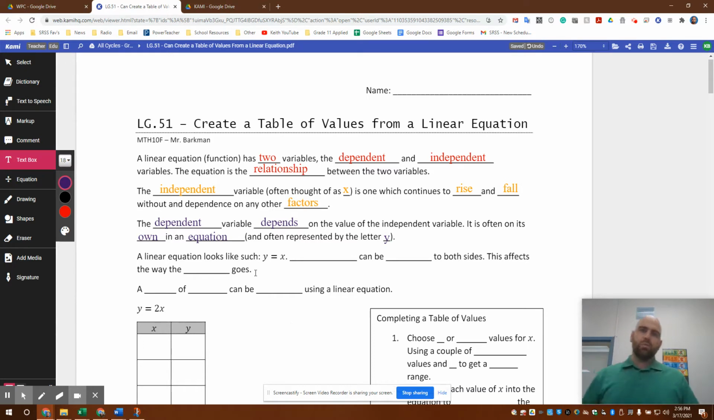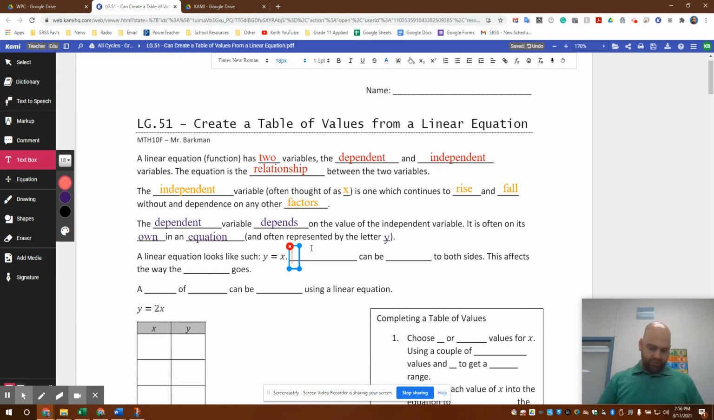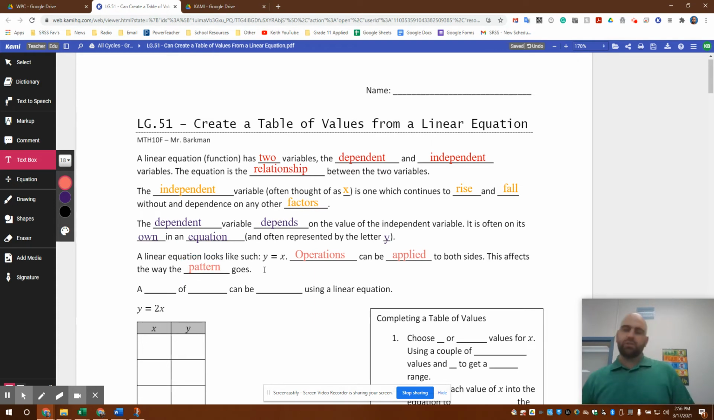Now, a linear equation is going to look something like this. We have y equals x, and then we're usually going to add some sort of operations to the x. As I just said, operations can be applied to both sides, and this affects the way that the pattern goes. Every linear equation is a pattern. The y is going to be growing or decreasing based on the value of x that is in there and based on the operations that are applied to x.